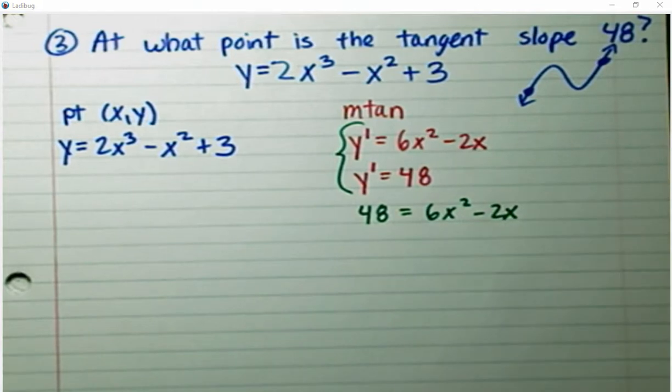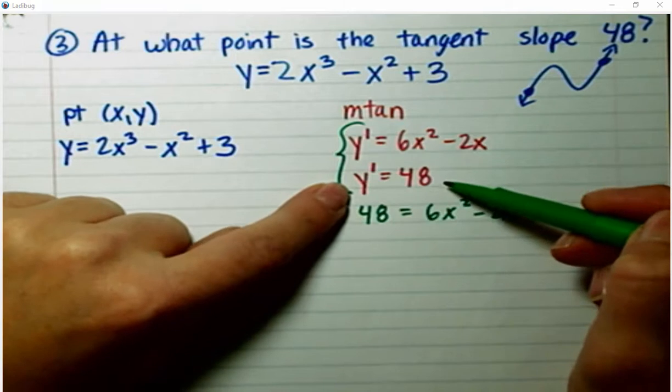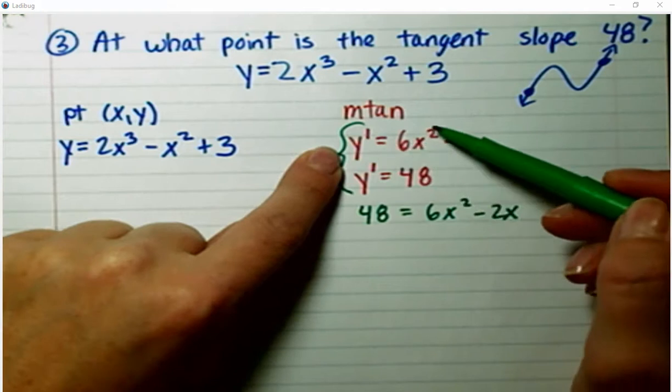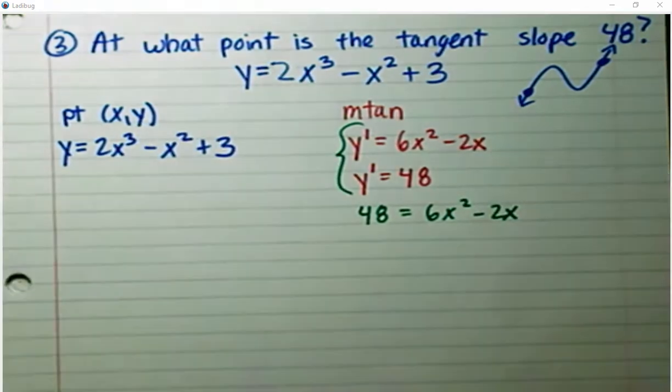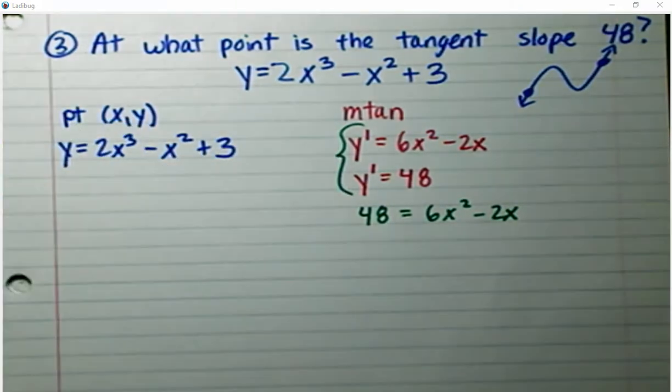A lot of things in calculus turn out to be a system because you've got multiple pieces of information that you put together. I had 2 pieces of tangent slope information. Put them together to solve. The tangent slope equals 48. The derivative, which is also tangent slope, equals 6x squared minus 2x. Put them equal, right? Y primes, they're the same.